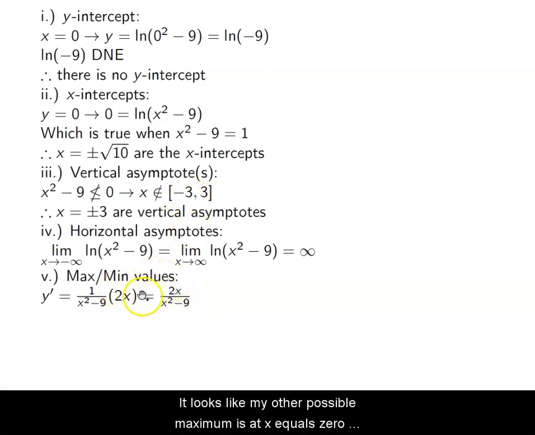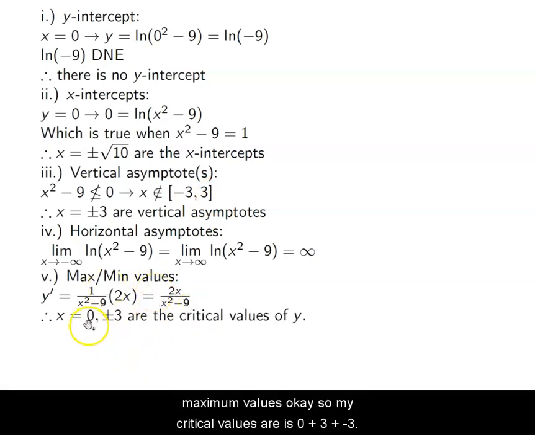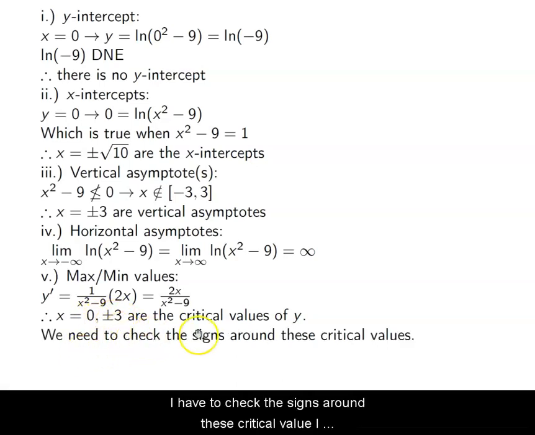It looks like my other possible max or mins is at x equals 0 because that's what makes the numerator 0. But guess what? 0 is not in my domain. I'm not allowed to plug in any value in between negative 3 and 3. So I don't have any max or min values. Okay, so my critical values are 0, plus 3, and negative 3. I have to check the signs around these critical values. I just informally showed you that none of these are an option because 2 of them are asymptotes and then 1 of them is not in the domain. So I actually don't have to do anything from here.